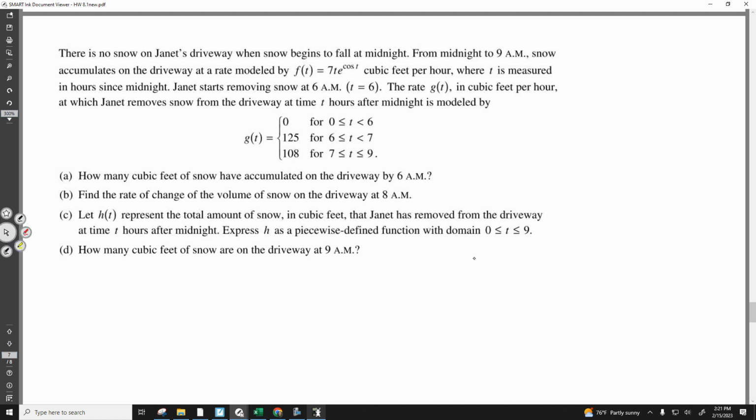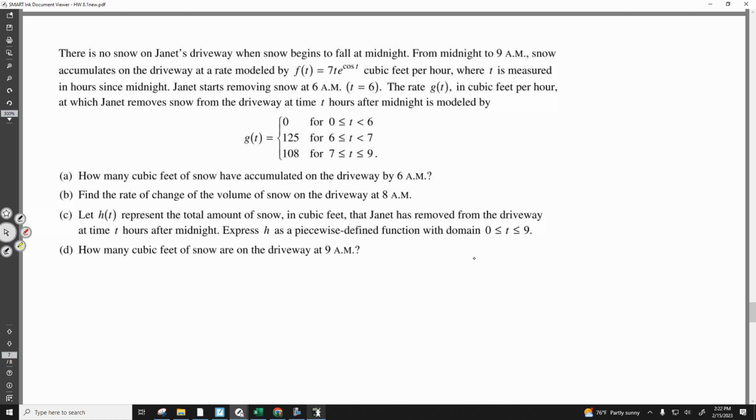Janet is sleeping in. Not really. Snow is falling. The rate that snow is falling is changing. That makes sense. Snow doesn't fall consistently. Janet sleeps. Janet wakes up, has a cup of coffee, and then starts hitting the driveway hard. She's removing snow at 125 cubic feet per hour over 1 hour.